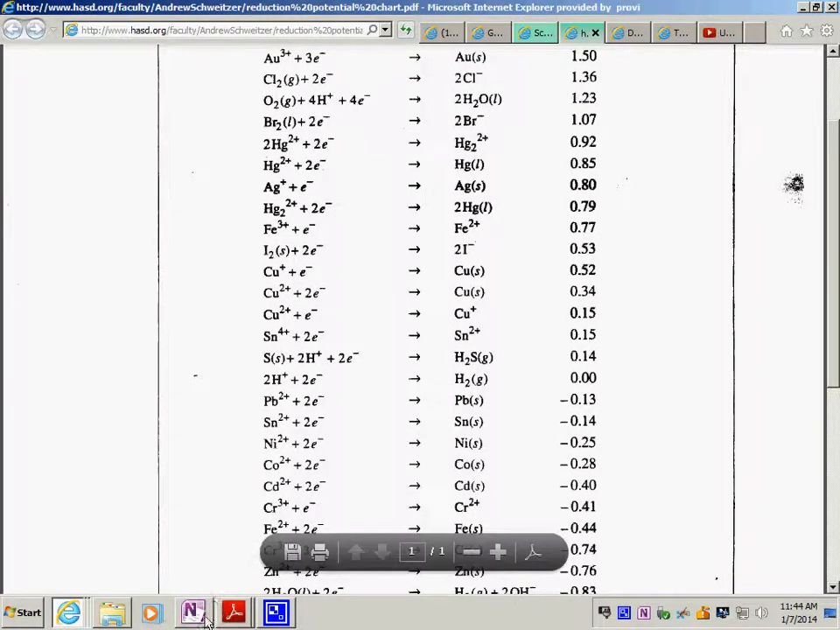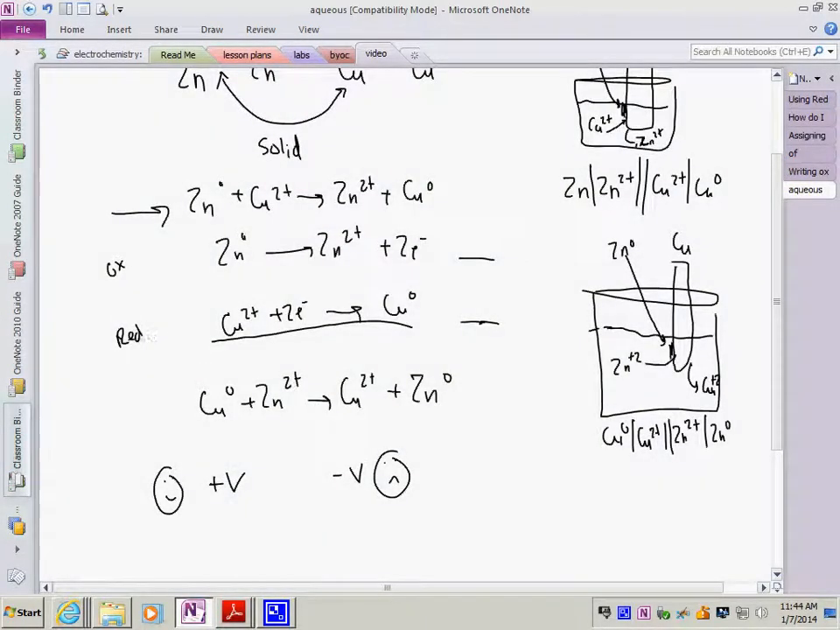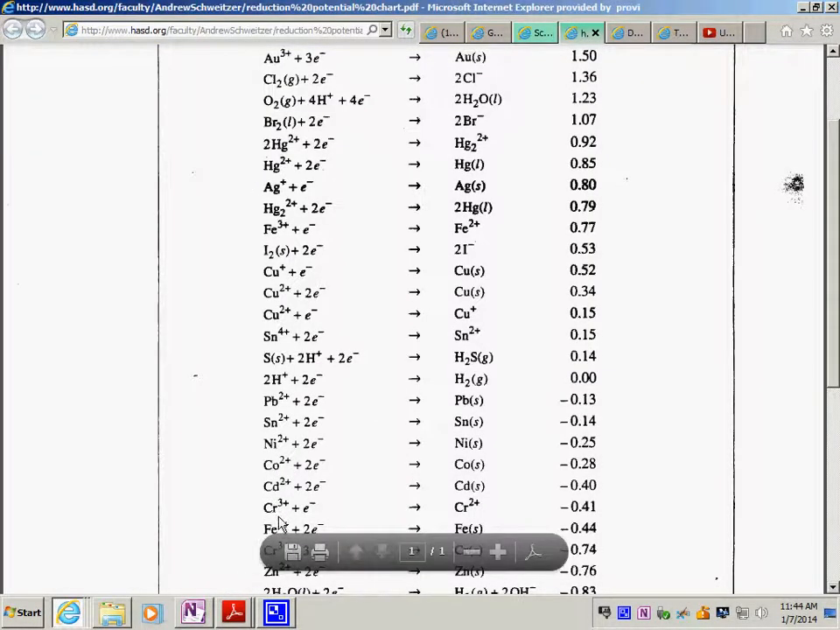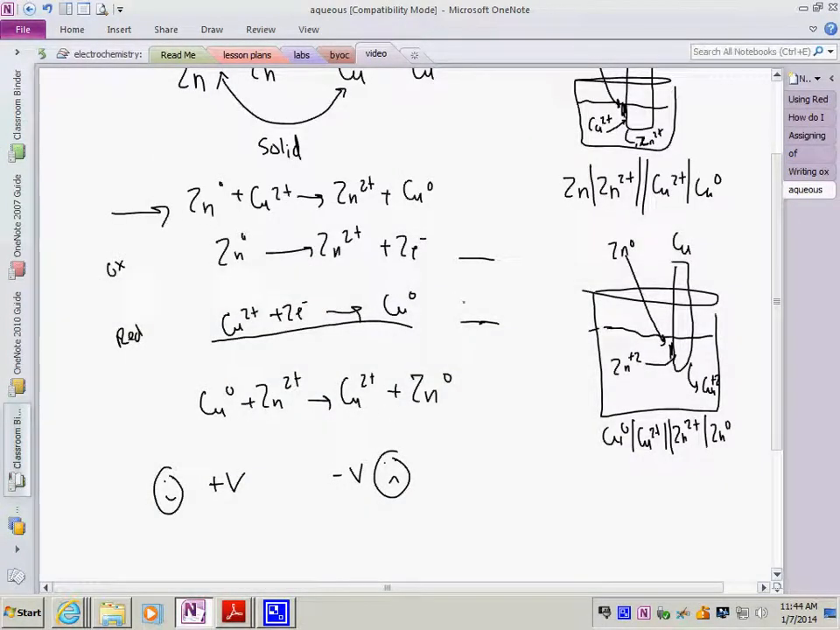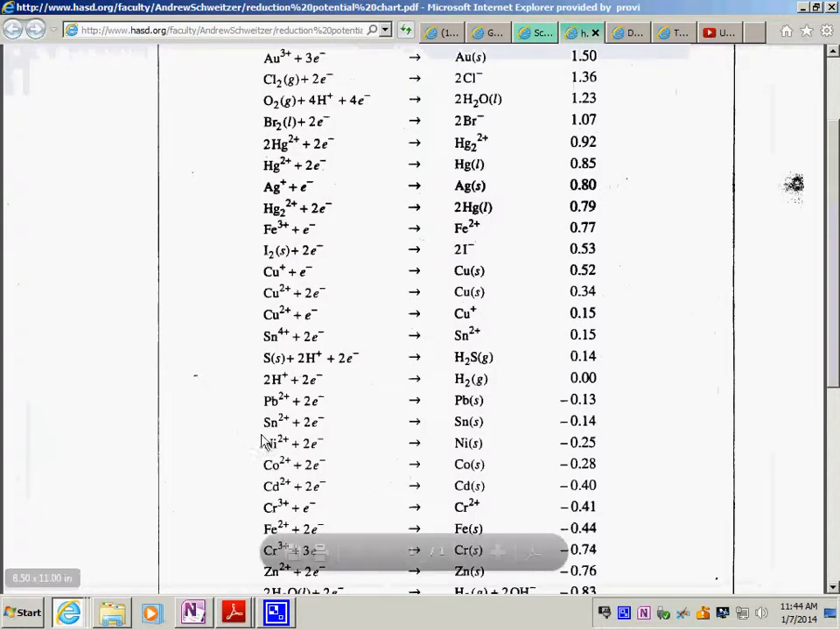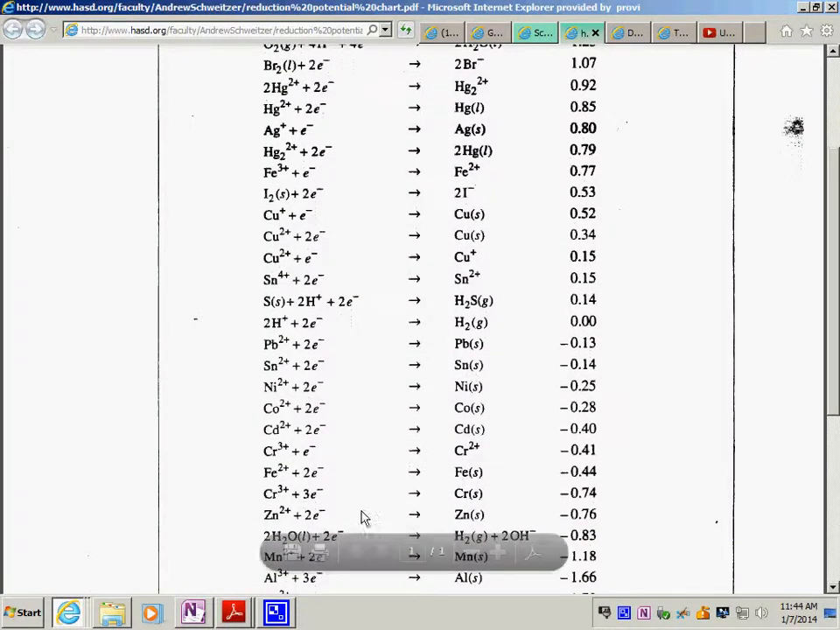So in this problem, we would find that this one will be as is on the chart: the copper 2+ plus 2 electrons, right here, exactly as is. Therefore, my voltage is positive 0.34 volts. So it's energetically favorable for copper to pick up 2 electrons to form copper metal due to the positive. And the other one is not going to be as is, but it's going to be reversed. So looking for the zinc here, and there it is: zinc 2+ plus 2 electrons yields zinc metal.